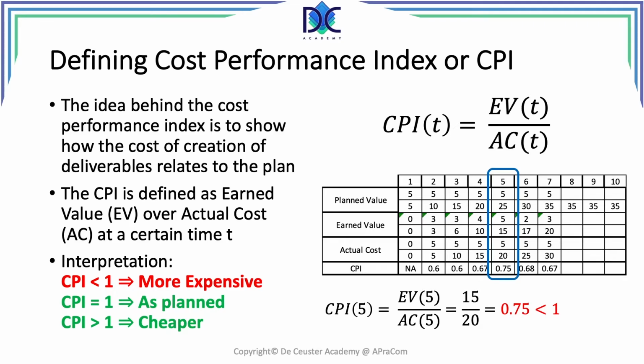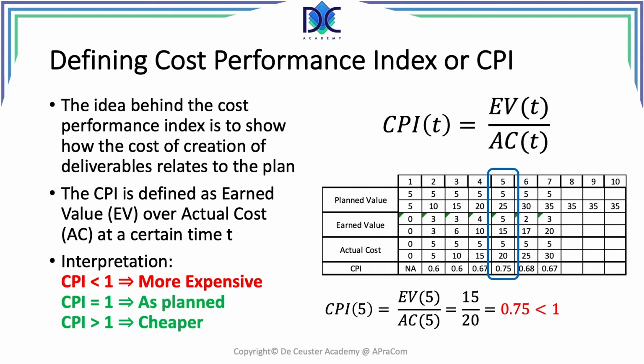Here we have to look at earned value and actual cost. We look again at period 5. At period 5, we see that the CPI is 15 over 20, which is 0.75, which is smaller than 1, and it means that our project is behind schedule and over budget, because we have to consider both parameters, SPI and CPI.